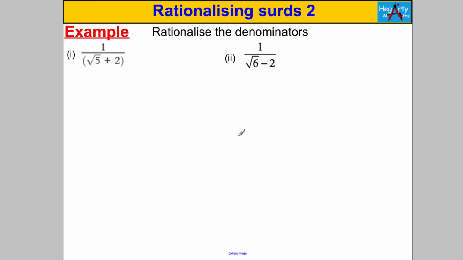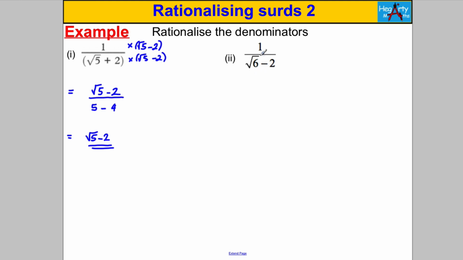Rationalise the denominators of the following. I'm going to multiply the denominator therefore by root 5 take away 2, that's right. And on the top I must do the same, root 5 take away 2, because that's the conjugate of root 5 plus 2. When I do that, what do I get? Well, 1 times root 5 take away 2 on the top is just root 5 take away 2. And on the denominator, root 5 times root 5, well that's 5, and we're going to take away the answer to 2 times 2, which is 4. And tidying that up, 5 take away 4 is 1. Anything divided by 1 is just itself on top, so I'm going to just leave that as root 5 take away 2, and I'm done.